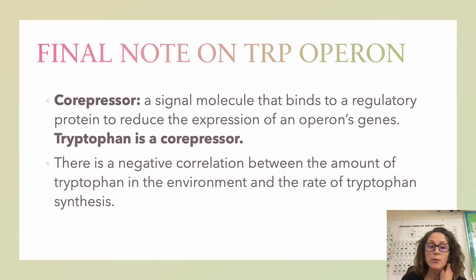Okay, so tryptophan is considered a co-repressor. So this is a signal molecule that binds to the regulatory protein to reduce expression. So co-repressor, it's repressing. So it's going to reduce the expression of the operon's genes. There is a negative correlation between the amount of tryptophan in the environment and the rate of tryptophan synthesis. So if you have a lot of tryptophan in the environment, you're going to have low synthesis by the cell. And if you have a low amount in the environment, you're going to have a high amount of synthesis by the cell.